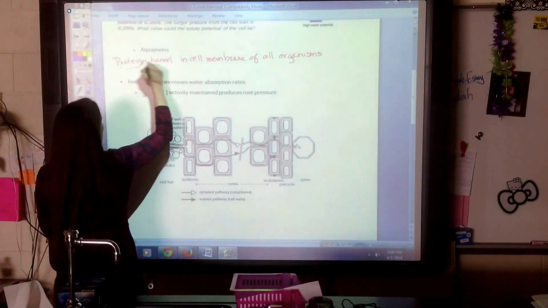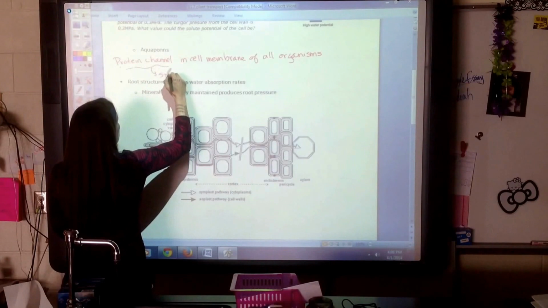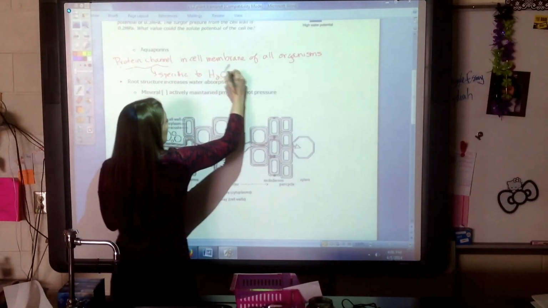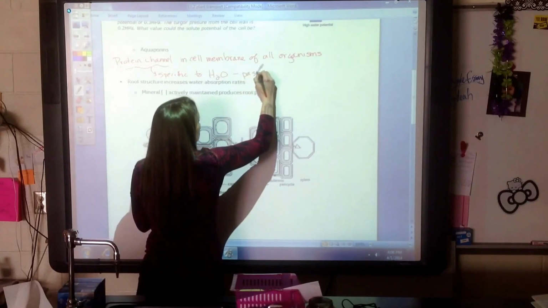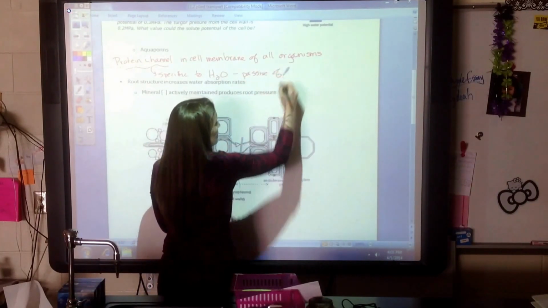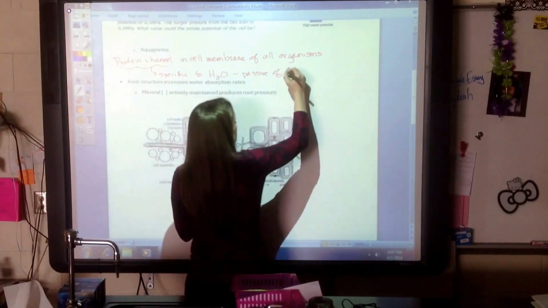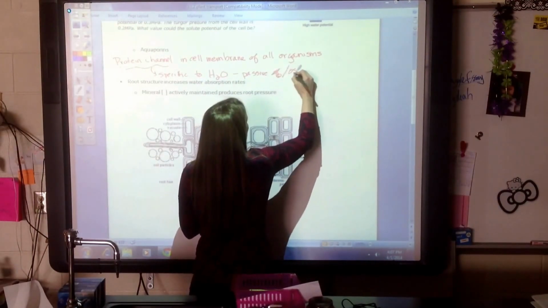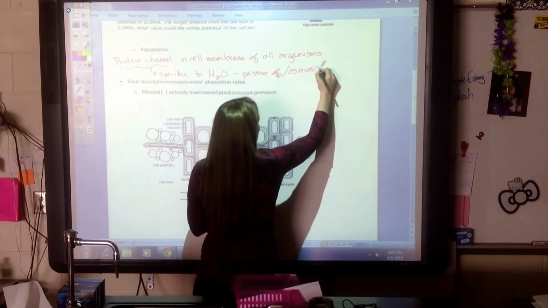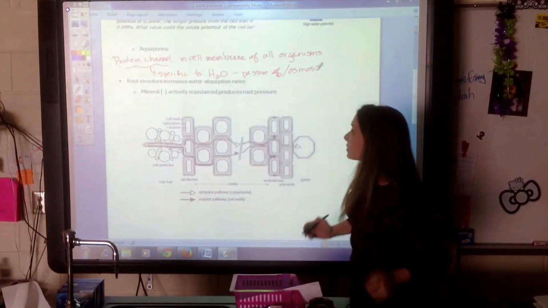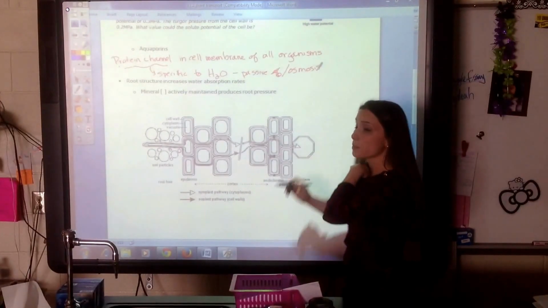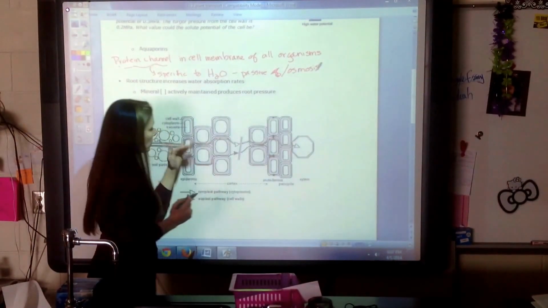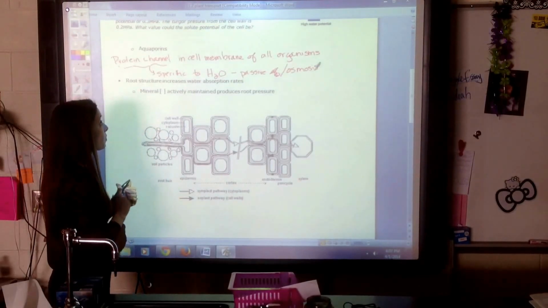And this protein channel is specific to water, and it allows for the passive transport of water. Water is always going to move passively, and we call this osmosis. And so we do want to know that aquaporins are found in the cell membrane, and that when the water moves in, it's going to be moving in through those aquaporins.